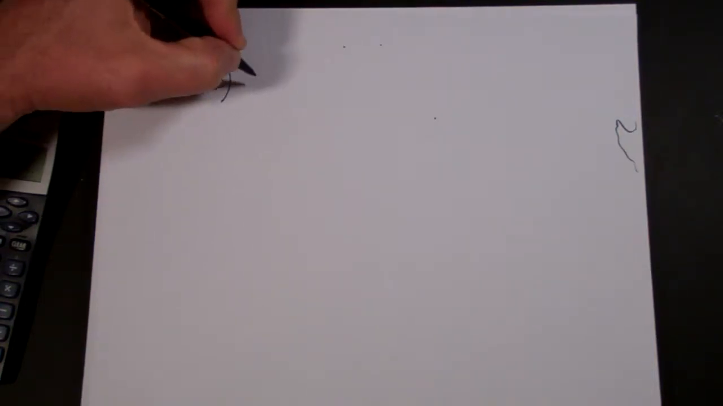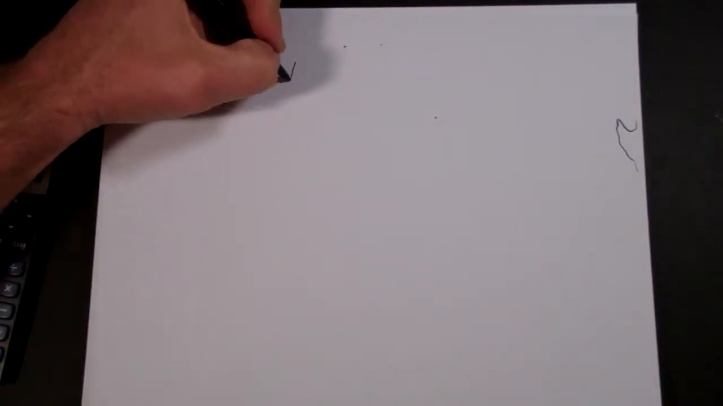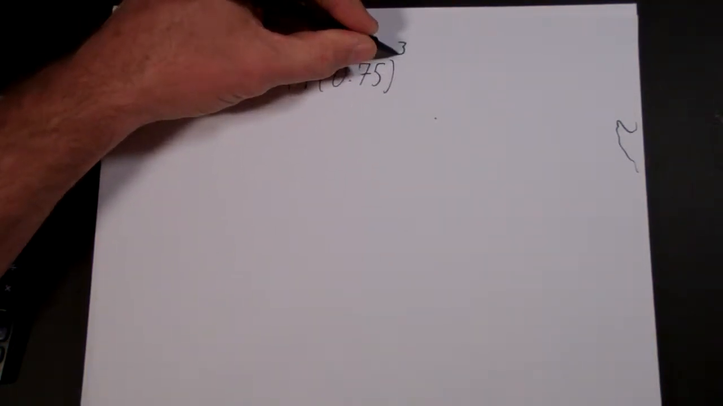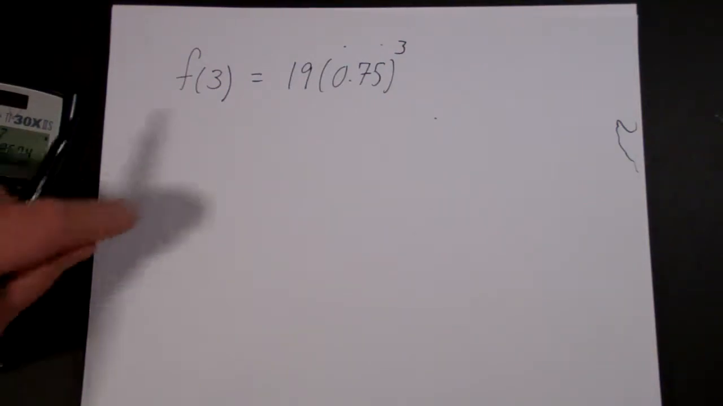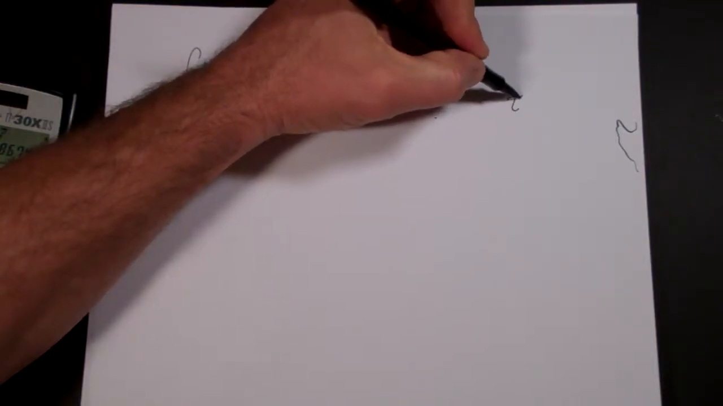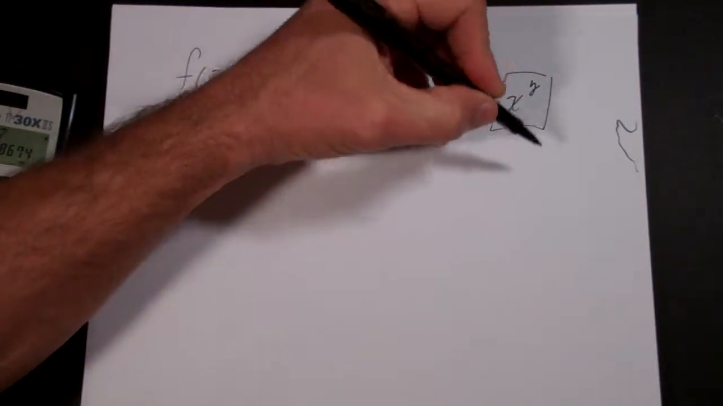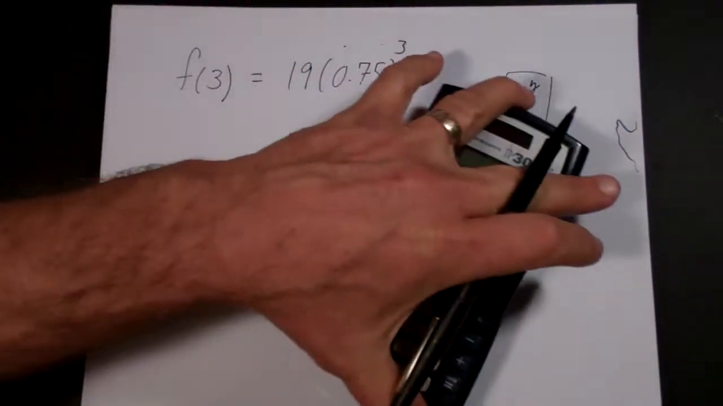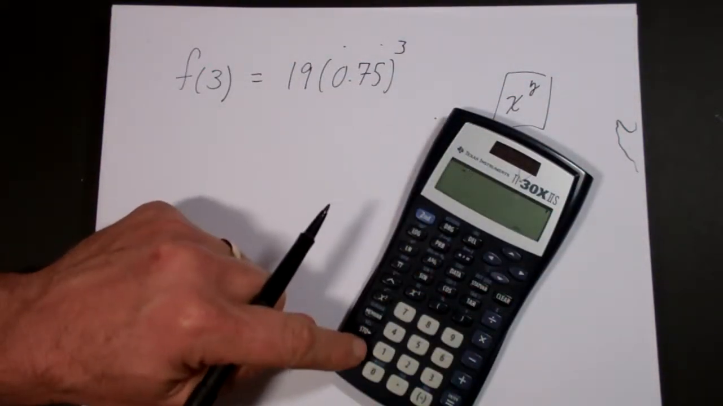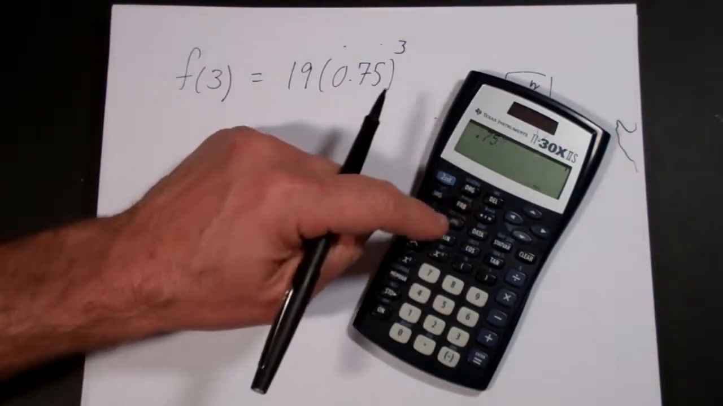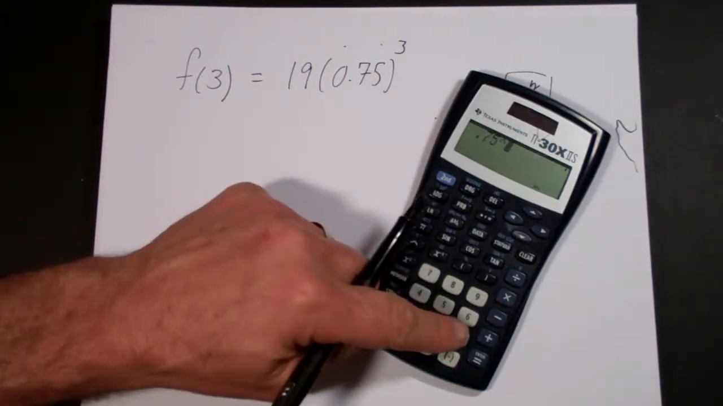Let's find f of 3, where f of x is equal to 19 times 0.75 to the x. Well, the first thing you do is the exponent. Now you have to think about where that is on your calculator. There's often a button x to the y, or there might be a button that looks like this. This is called the caret button. So what you're going to do is go 0.75 raised to the third.